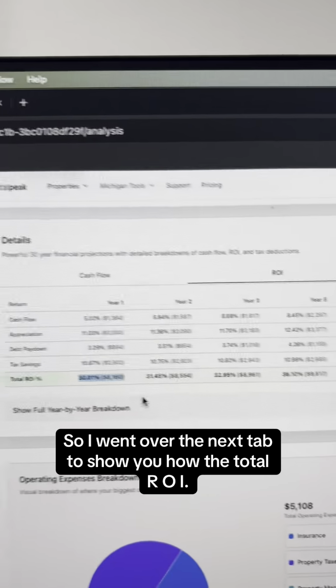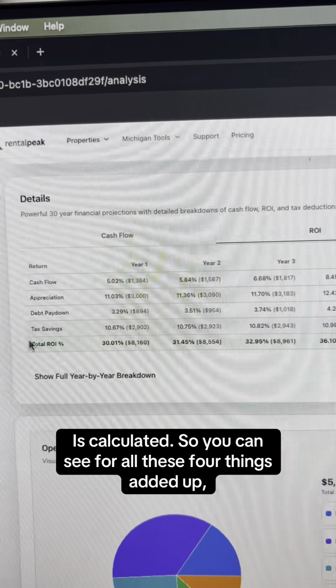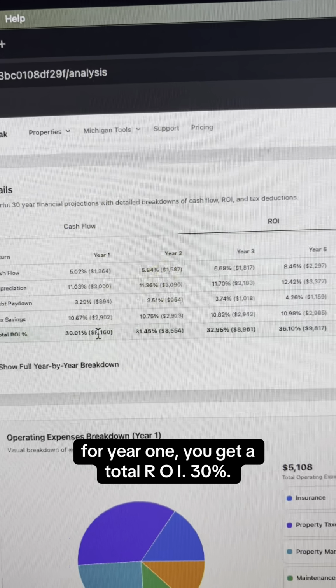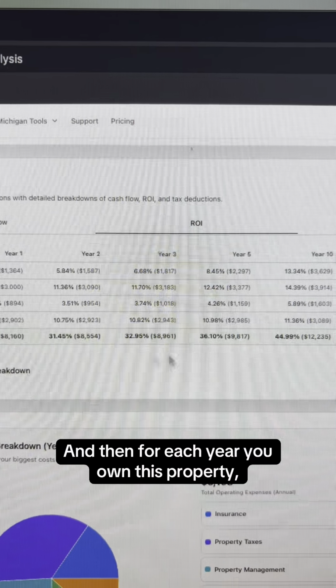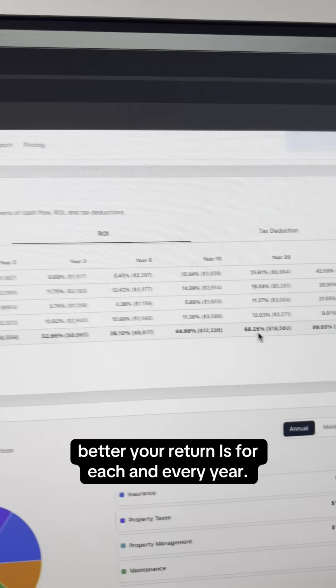So I went over to the next tab to show you how the total ROI is calculated. You can see for all of these four things added up, for year one, you get a total ROI of 30%. And then for each year you own this property, you can see the ROI. So the longer you own this property, the better your return is for each and every year.